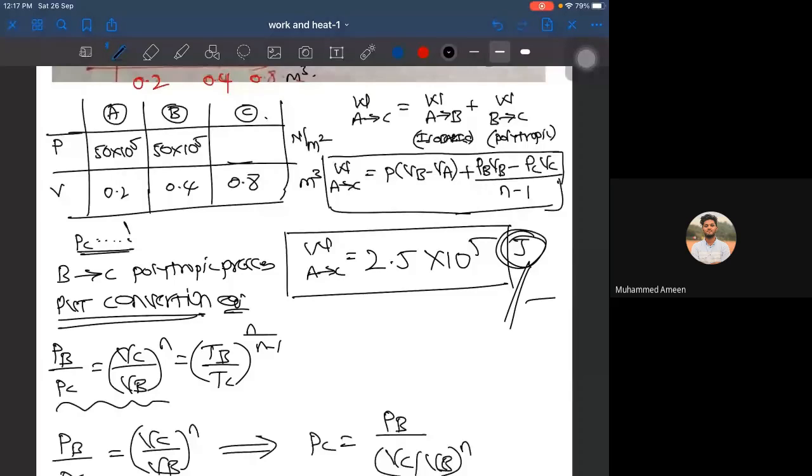1752000 is the project's answer. 1752000, so approximately 1572 kilojoules. Which one is correct?